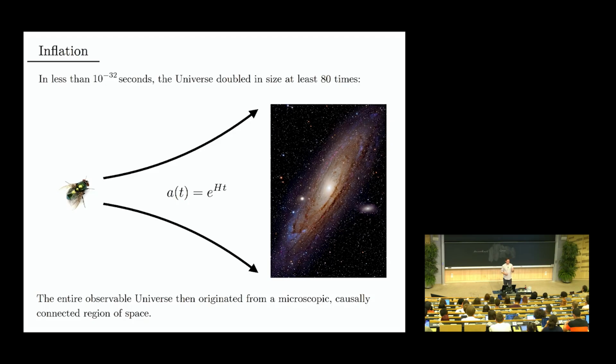So what this means is, take a region of space the size of this fly. If you double this in size 80 times, you will generate a region of space the size of our entire galaxy. And our entire galaxy is hundreds of thousands of light years across. And a light year is many, many kilometers and so on. So you can convert these things to each other. And you can do other crazy things, for example, the entire observable universe came from a region of space the size of my fist. So everything that we see around us was inflated out of a region the size of my fist.